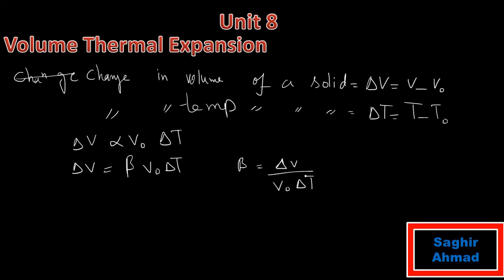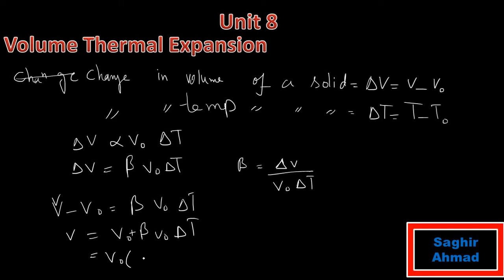And here beta is the temperature coefficient of volume expansion. Now if we put the value of del V, that is V minus V naught, then V minus V naught is equal to beta V naught del T. If you want to calculate V, we shift V naught to the right side of the equal sign, and here we get V is equal to V naught plus beta V naught del T. From here we can take the common volume, and we get V is equal to V naught times 1 plus beta del T.